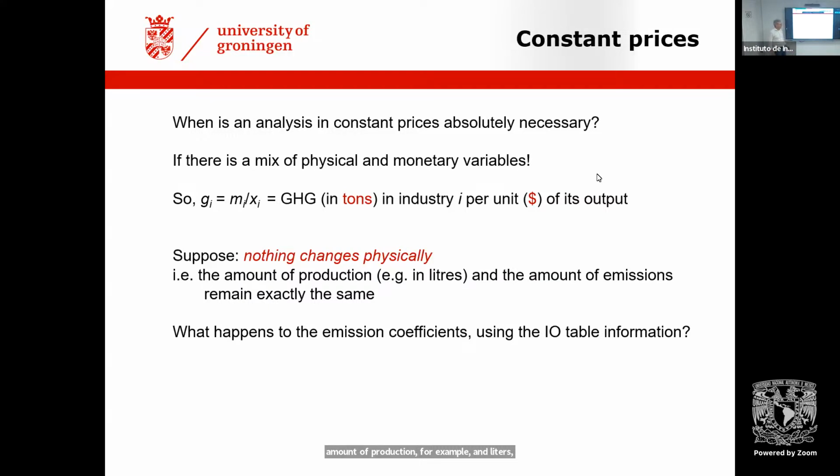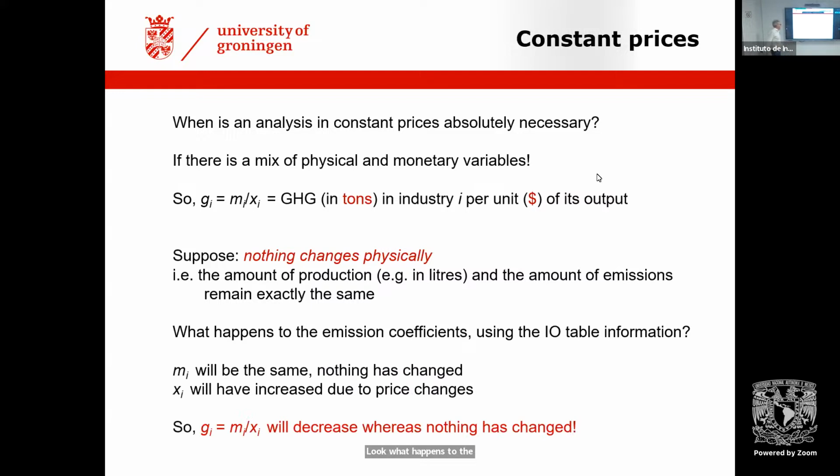Now look what happens to the emission coefficients in the input output table. The M_i, that is the emissions itself, because G_i is the emissions divided by the output, that will be the same. Because I told you nothing changes in terms of emissions. What does change, however, due to price changes, is the X. And suppose we have serious inflation, the prices seriously go up. That means that your emission coefficient will decrease, whereas nothing has happened physically. Okay.